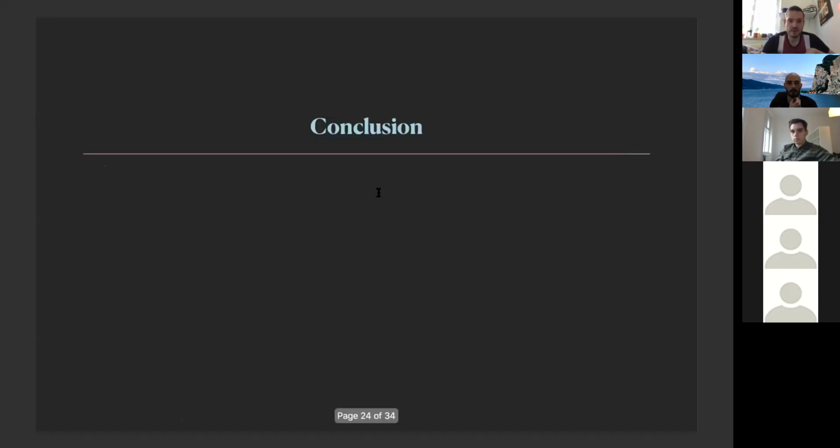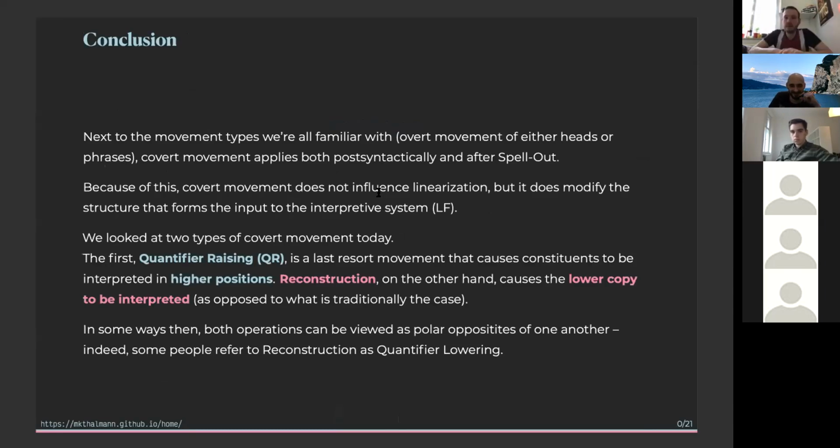I'm not sure if there's more. There's a conclusion, right? So just to briefly sum up, we know that there's overt movement. We've known this since the dawn of time, basically. But there is also covert movement that happens after syntax and after spell out. So this doesn't change the linear order of the sentence as we hear, read, or see it, but it changes the interpretation. And we have two kinds. One is QR, quantifier raising, that causes something to be interpreted in a higher position, so to take higher, wider scope. And reconstruction, the inverse, causes the lower copy to be interpreted.